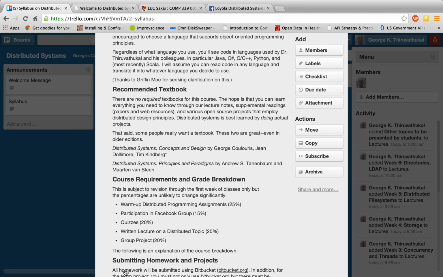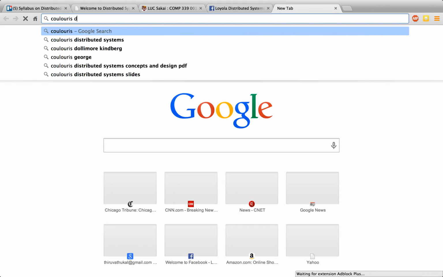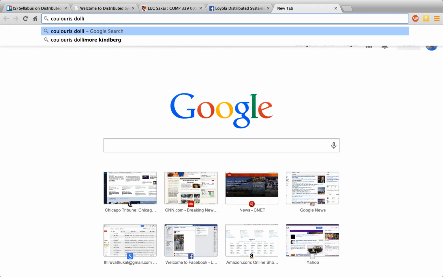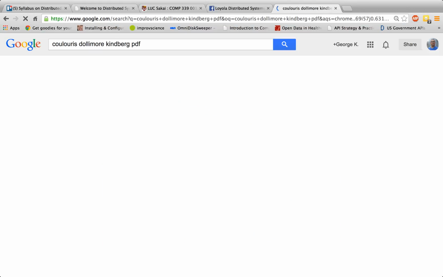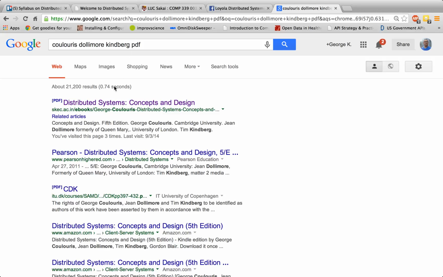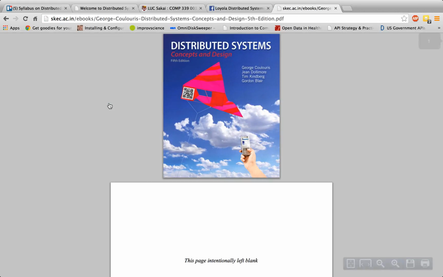Okay. Textbooks, I should point out that we do not require a textbook for this course, but the one textbook that has had some influence even on my own notes is the Distributed Systems Concepts and Design book by Coulouris, Dollimore, Kindberg. There's actually a 5th edition out now. I probably shouldn't be telling you this, but if you search for the PDF for this, you will find that somebody has posted it online.